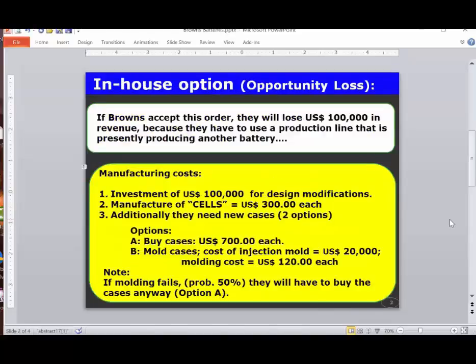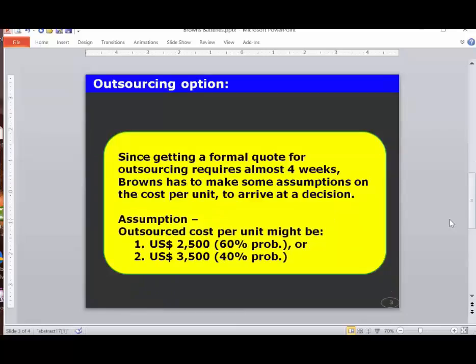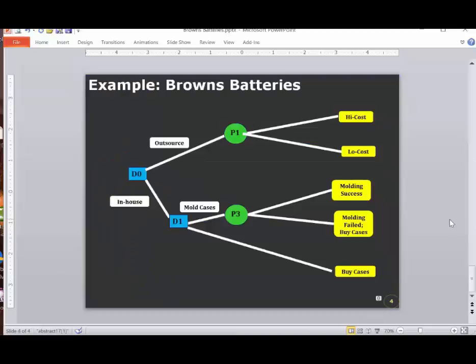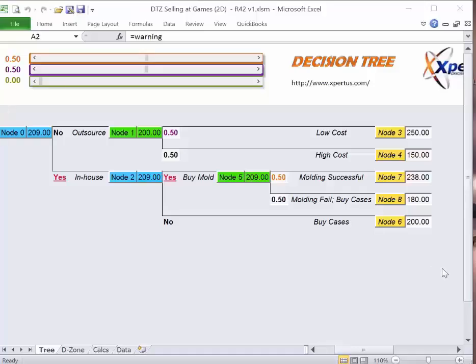Considering the in-house option, there would be an opportunity loss, because if Browns accepts this offer, they will lose $100,000 in revenue because they have to use an existing production line that is presently producing another battery. What should Browns do? Here is the Browns batteries example. Here we have the decision tree for the Browns batteries problem.